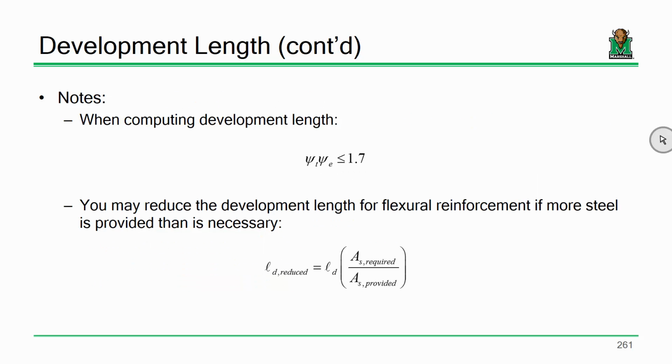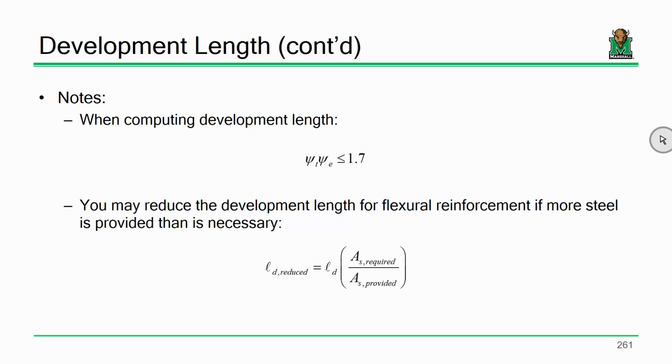Okay, now a couple little caveats on the side. And this again just comes from test data and empirical analysis. Whenever you compute development length, keep a watchful eye on these two. Whatever you compute, it's got to be less than or equal to 1.7. So if you've got epoxy-coated bars and they're way on the top, that value might get pretty large. You cap that off at 1.7.